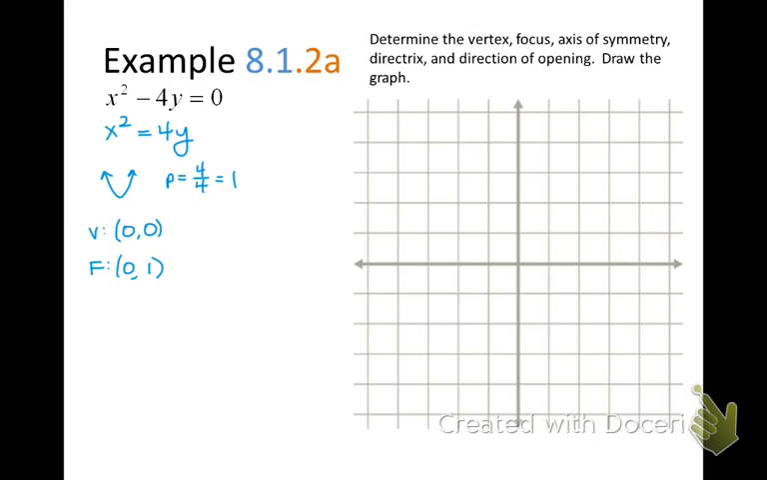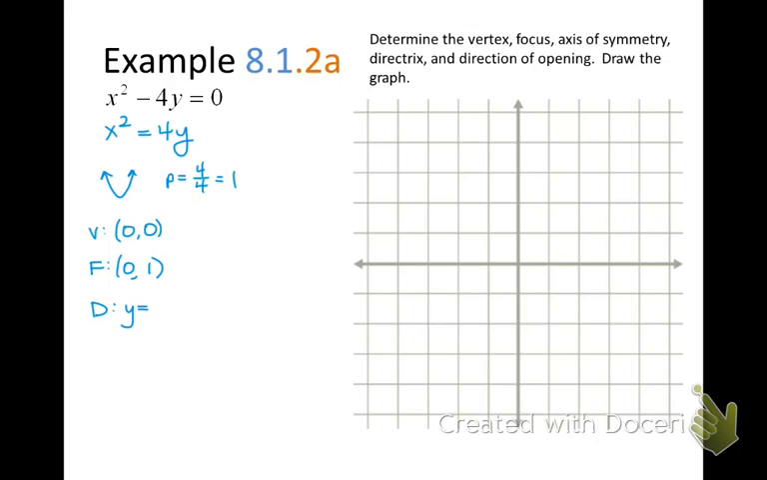Your directrix is what kind of a line, horizontal or vertical, for this direction of opening? It's going to be horizontal so that it looks like a table, right? How do you write a horizontal line?